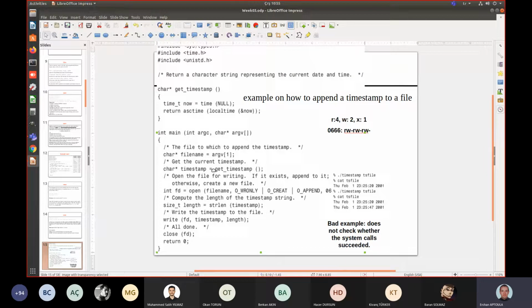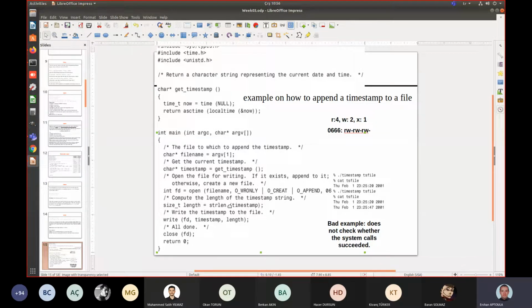And what is happening in the main function? Well, we have the command line arguments available to us. The file to open is provided as a command line argument, as a path. We use the get timestamp function to get the timestamp as a character array. We open the file using the file name. We open it using three flags: in write-only mode. We want to create it, but if it exists, it will just open it. It will not return an error. And we are opening it for appending. So that means we will open the file, and the cursor, imleç, the cursor will be at the end of the file. So whatever we write into it will go to the end of the file.